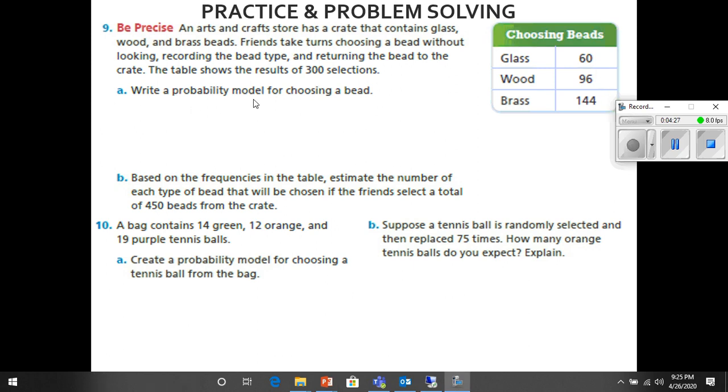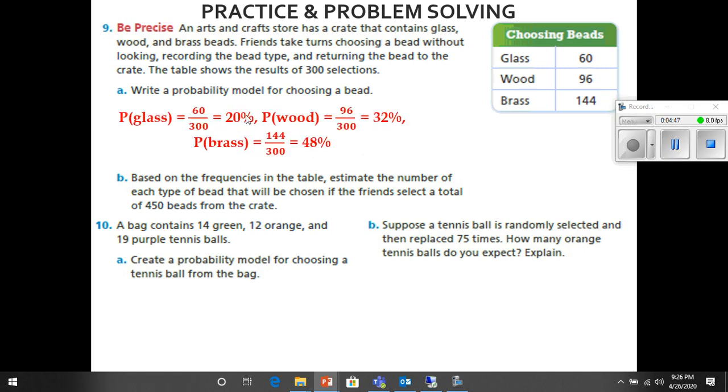Write a probability model for choosing a bead. Well, the probability of it landing on glass is going to be 60 out of 300. Wood would be 96 out of 300. And brass would be 144 out of 300. Of course, we've got to reduce each of these.